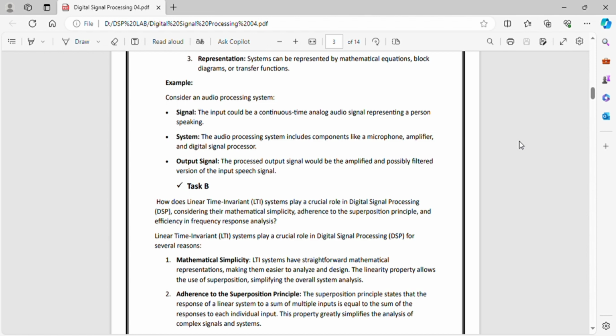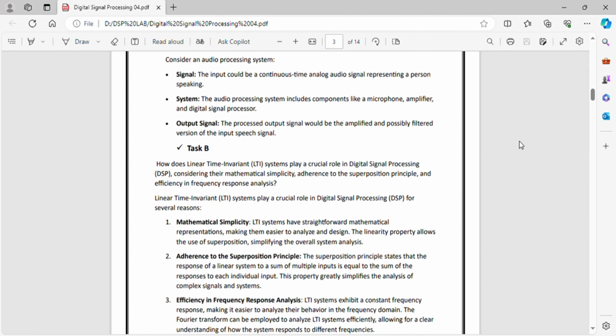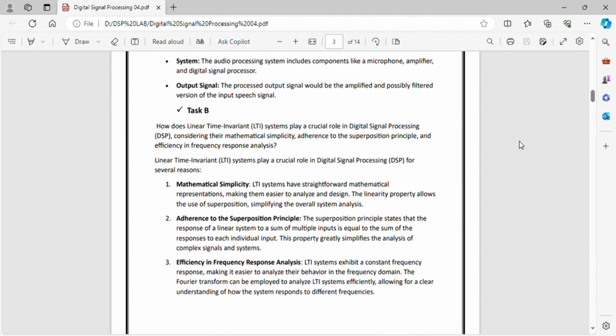So, the LTI system plays a very crucial role in DSP for several reasons, and the reasons are mathematical simplicity, adherence to the superposition principle, and efficiency in frequency response analysis. In mathematical simplicity, LTI systems have straightforward mathematical representation, making them easier to analyze and design. While the adherence to the superposition principle states that the response of the linear system to a sum of multiple inputs is equal to the sum of the responses to the individual inputs. And in efficiency in frequency response analysis, LTI systems exhibit a constant frequency response, making it easier to analyze their behavior in the frequency domain.